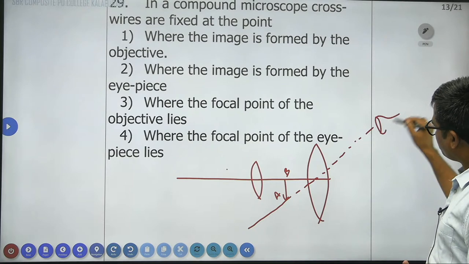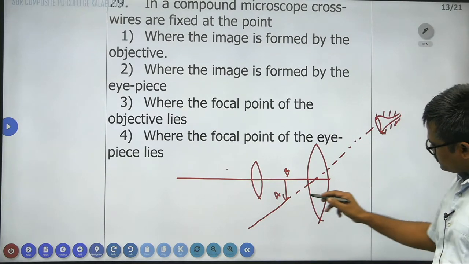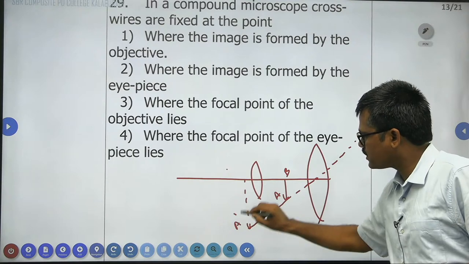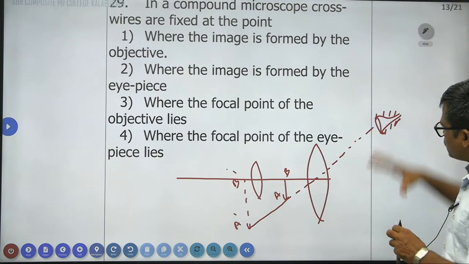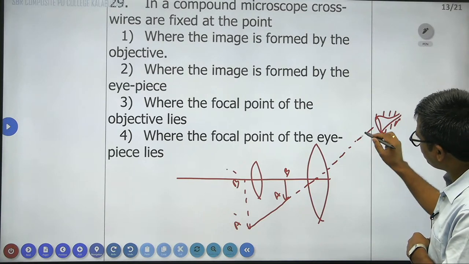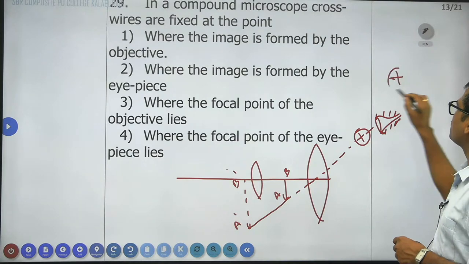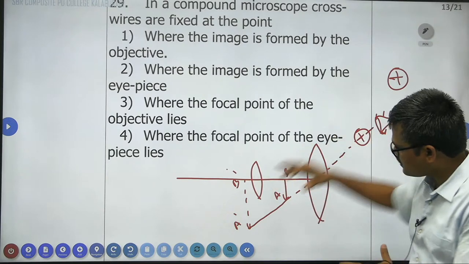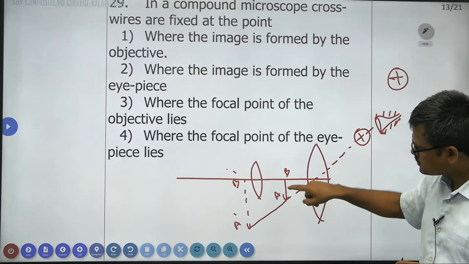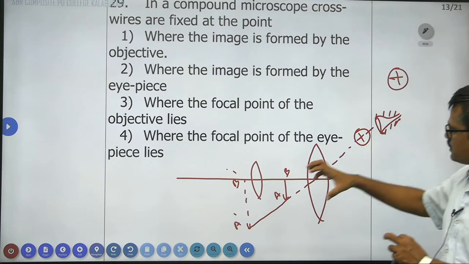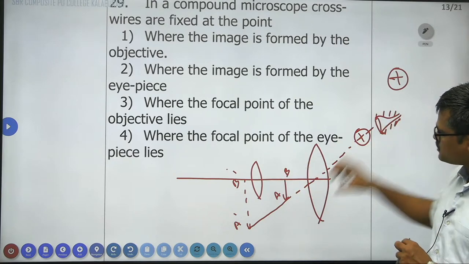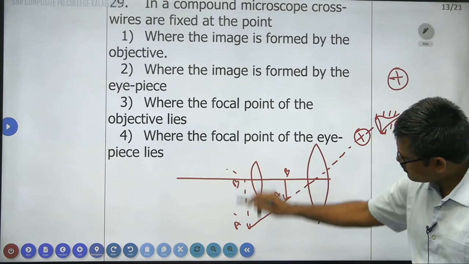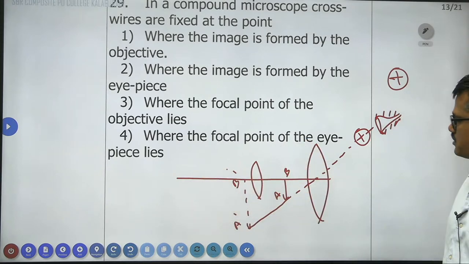If you keep your eye and observe it, the image appears to be somewhere here. Let this be A dash and this be B dash. Actually, we focus the crosswire on the image formed by the objective. Then automatically, in the same direction, we get the image. The rays from this AB appear to come from A dash and B dash. If I look through AB, I'll find A dash and B dash. This image I'll find.